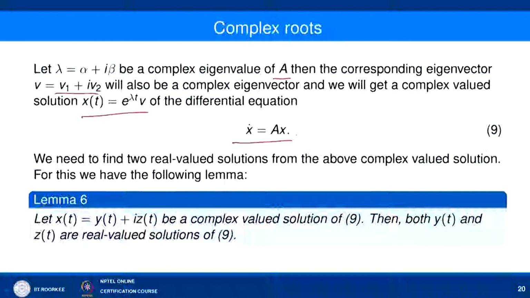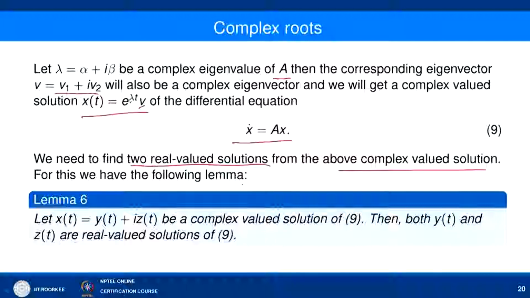But since these problems come from real world problems, we are interested in real valued solutions. So from a complex valued solution we need to find real valued solutions. Our idea is to find two real valued solutions from the above complex valued solution, x(t) = e^(lambda t) v, where lambda is alpha + i beta and v is v1 + i v2. That is what we want to discuss here.